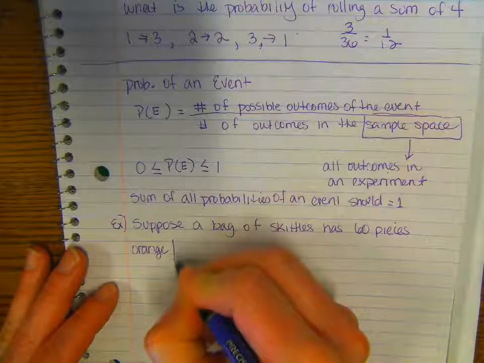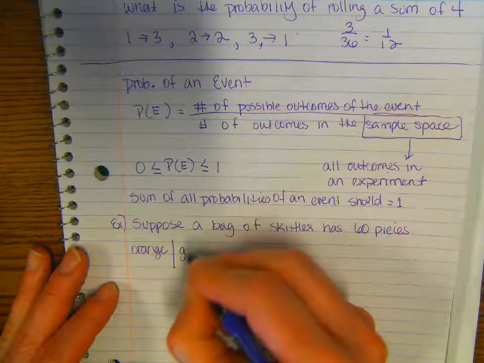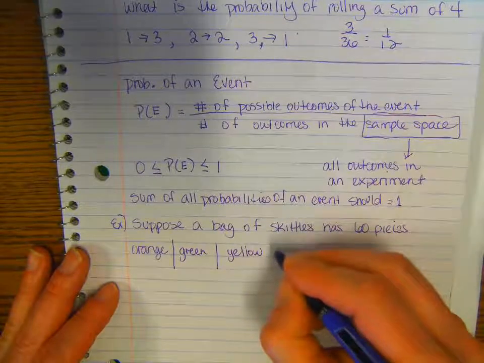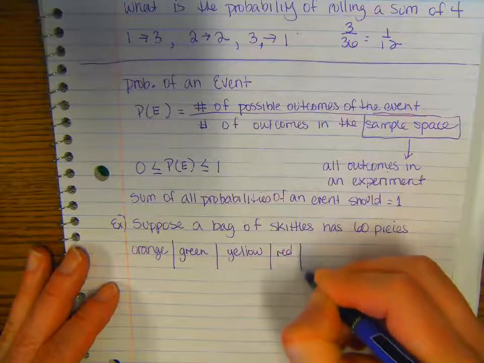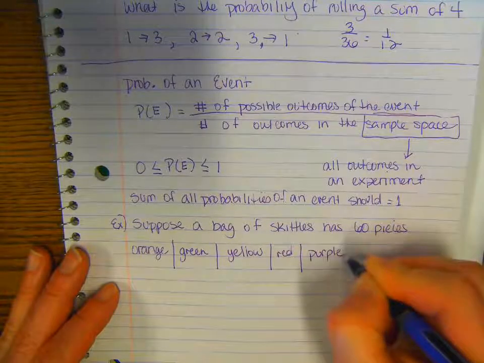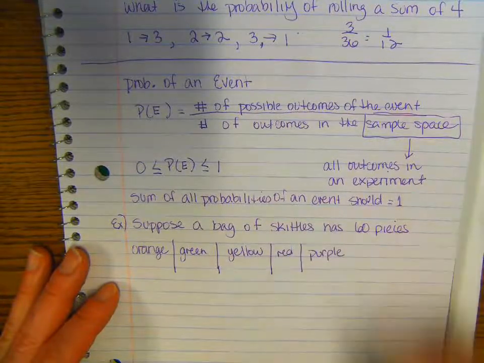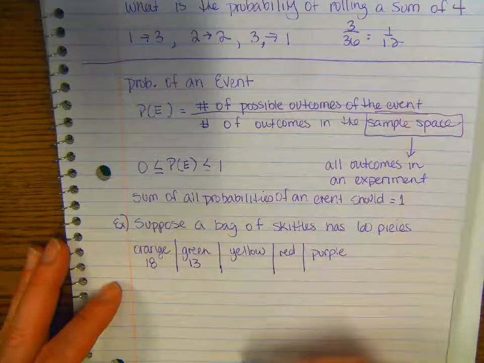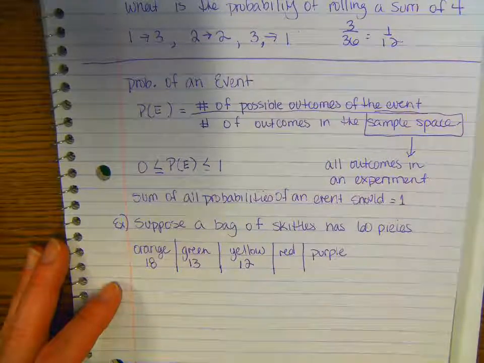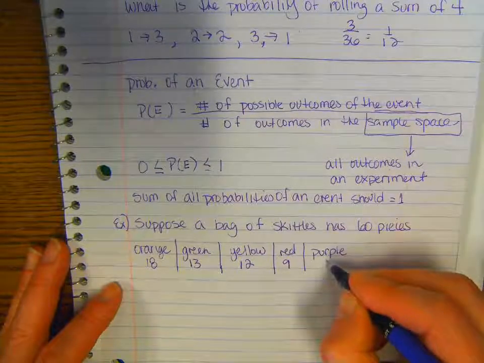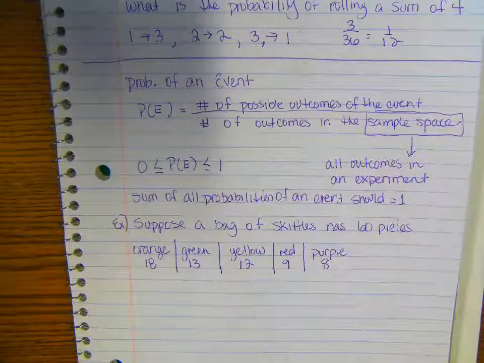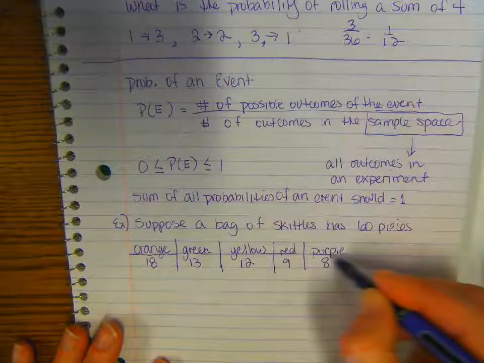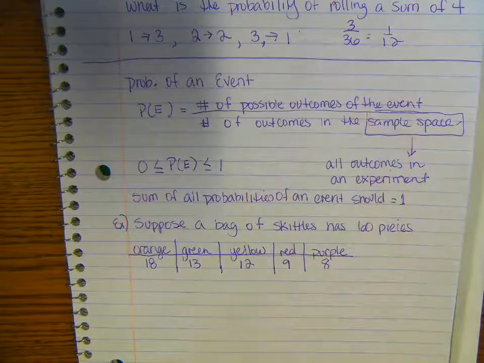Okay, so let's suppose a bag of Skittles has 60 pieces. Okay, and then I am going to, now I might forget colors, so I'm just going to give you some colors. This is the breakdown of colors. We're going to do orange, green, yellow, red, and purple. All right, let's put some distribution here. I'm going to say there's 18 orange, 13 green, 12 yellow, 9 red, 8 purple. Just, would you do a double check for me that adds up? Does that add up to 60? Okay, good.